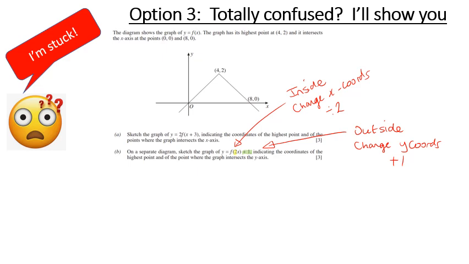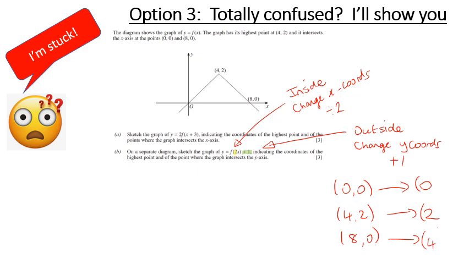So let me make a list of the old coordinates. So the old coordinates were 0, 0, 4, 2, and 8, 0. And let's work out where they are going to move to if we do these things. So first of all, I'm looking at the x coordinates and I need to divide them by 2. 0 divided by 2 is 0. 4 divided by 2 is 2. And 8 divided by 2 is 4. So they're my x coordinates. They're all half as big as they used to be.